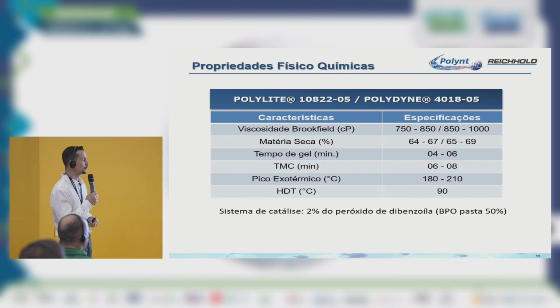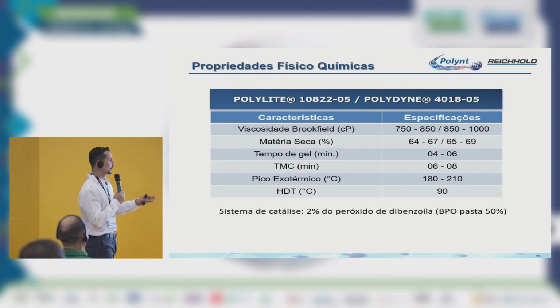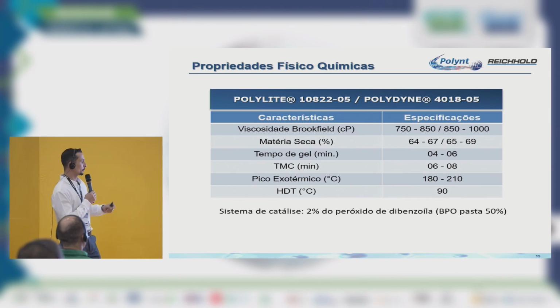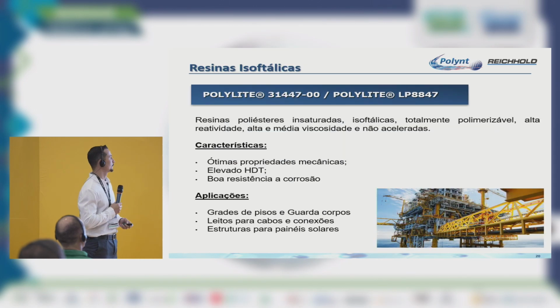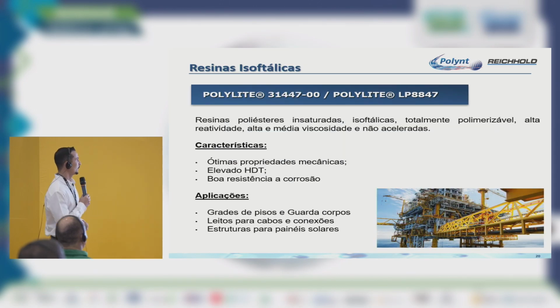Gel time, similar, from 4 to 6 minutes. TMC, minimum cure time, 6 to 8 minutes. The exothermal peak, 180 to 210 Celsius. And HDT, heat distortion temperature, 90 degrees. And the catalysis system is 2% of dibenzoyl peroxide, BPO 50% paste.